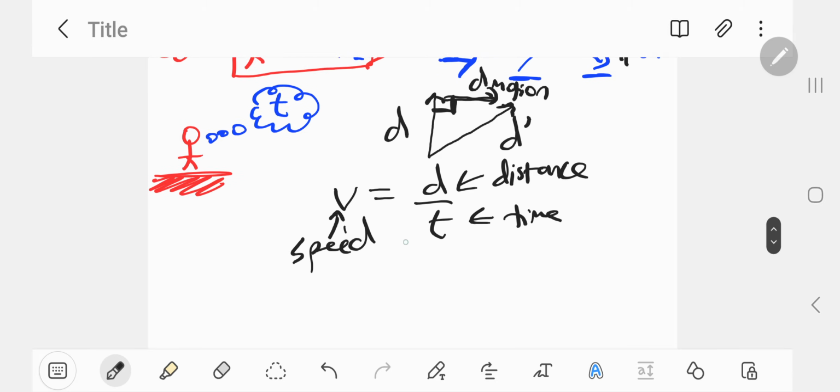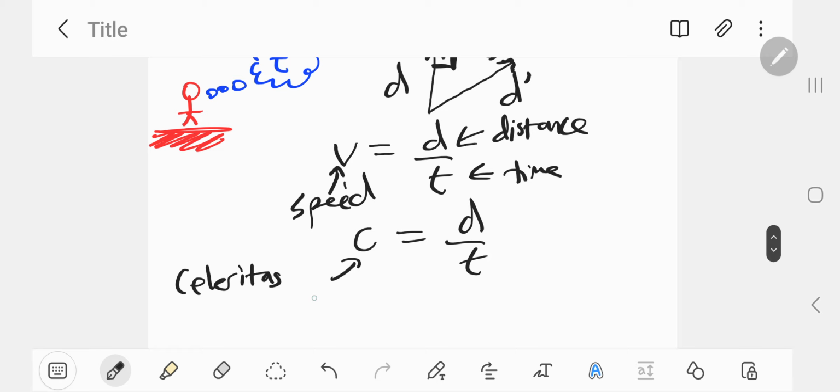Now for light, light's quite interesting. We replace the speed v with c. c is the speed at which light travels. c is actually from the Latin celeritas, I think that's how you spell it. It means swift. c is a number. It's 3 times 10 to the 8 meters per second, so 300 million meters per second. Now we can rearrange for d. d is just ct in this case.